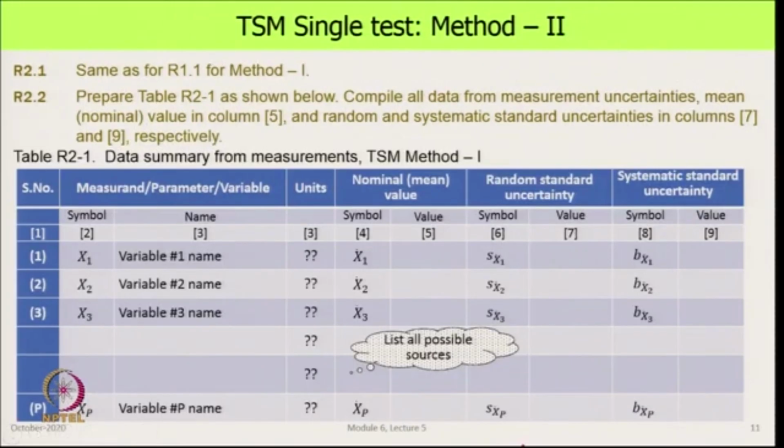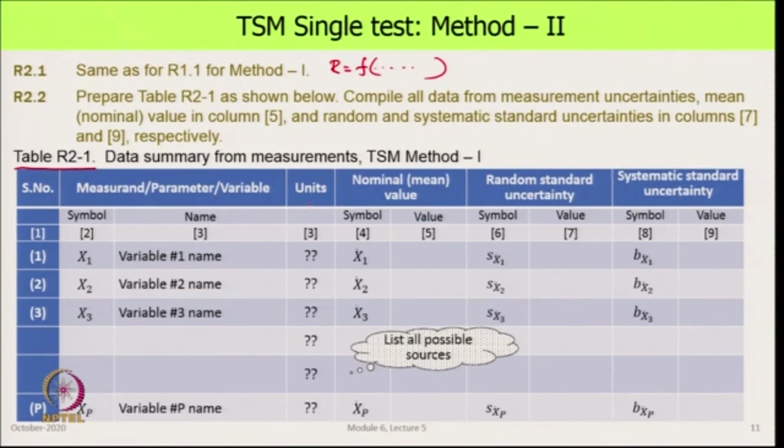Now, we come to the second method. Our first step is the same as for method 1, which is we write the result formula. Then we prepare table R21, which is given over here. And like the first table in the earlier method, this is also a compilation of all measured data in one snapshot.